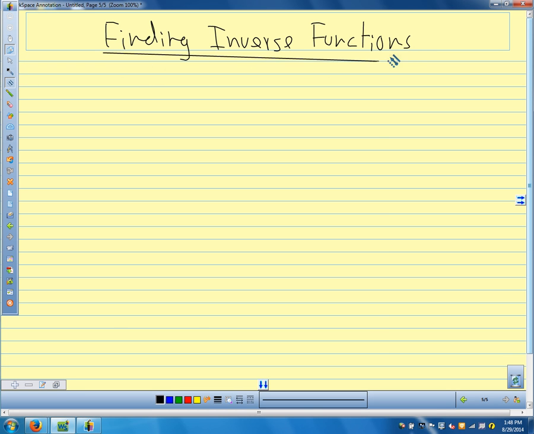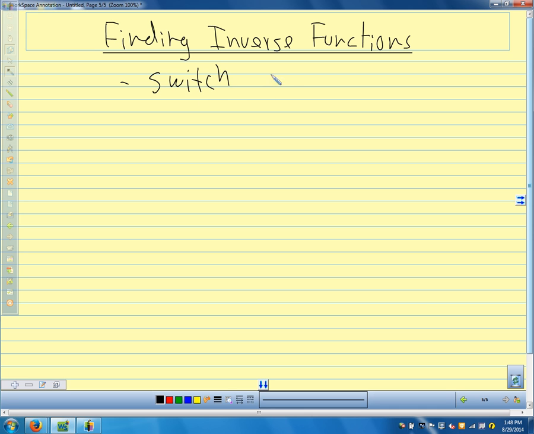Do we remember how to find inverse functions if we're given some function? It involves switching something. You've done this for quite a while now. We switch something in the equation. What does an inverse function do to the x's and y's? Switches them. To find an inverse function, switch x and y.